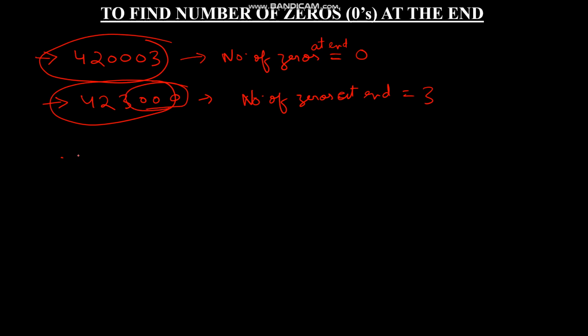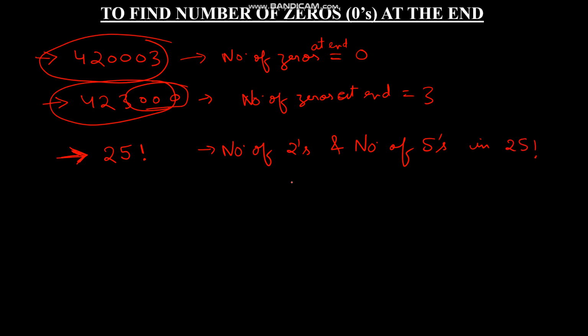Okay. Similarly, a question is asked: find the number of zeros at the end of 25 factorial. And how will we find it? To find the number of zeros in 25 factorial, we need to find the number of 2's and the number of 5's in 25 factorial. Why do we need to find 2's and 5's? Because 5 multiplied with 2 gives 10. That means to form a 0, we need one 5 and one 2.